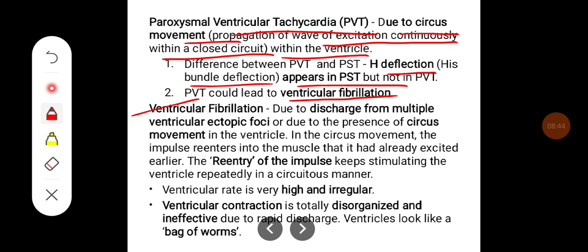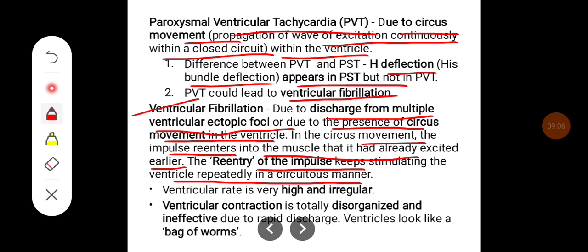Ventricular fibrillation is due to discharge from multiple ventricular ectopic foci or due to the presence of circus movement in the ventricle. In this circus movement, the impulses re-enter the muscle that it had already excited earlier. The re-entry of impulses keeps stimulating the ventricle repeatedly in a circuitous manner. The ventricular rate is very high and irregular. Ventricular contraction is totally disorganized and ineffective due to rapid discharge. Ventricles look like a bag of worms.